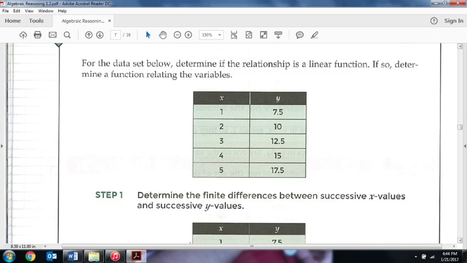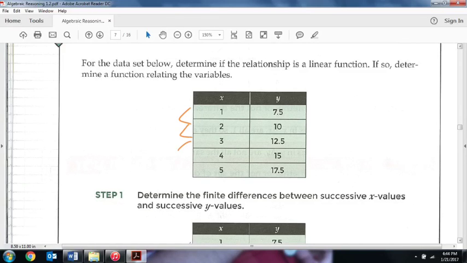All right, example 3. It says for the data set below, determine if the relationship is linear, which we've already been doing. If so, determine the function that relates the variables. Oh, they actually want us to write it this time. Well, we've already been doing that, so this really isn't anything new for you. So we need to determine the function.